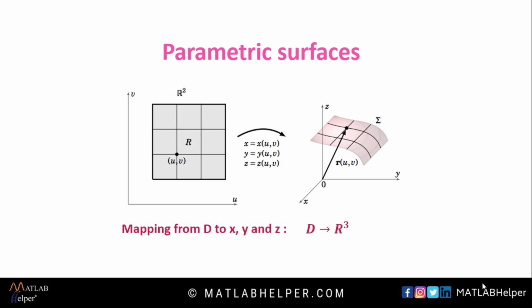The mapping from u, v coordinates to x of u, v, y of u, v, and z of u, v, as given by this notation, is a parametric representation of the surface. The surface D spans the 2D space. Let us start with the main surface of the cup.